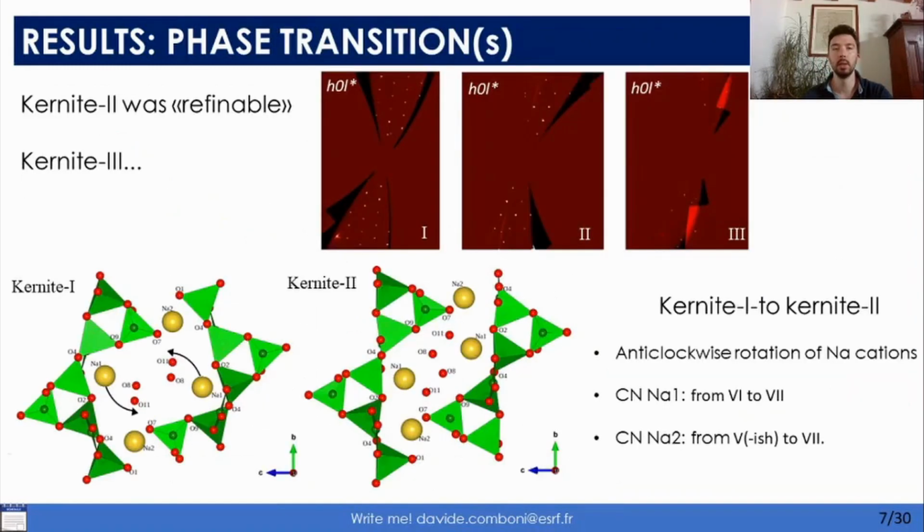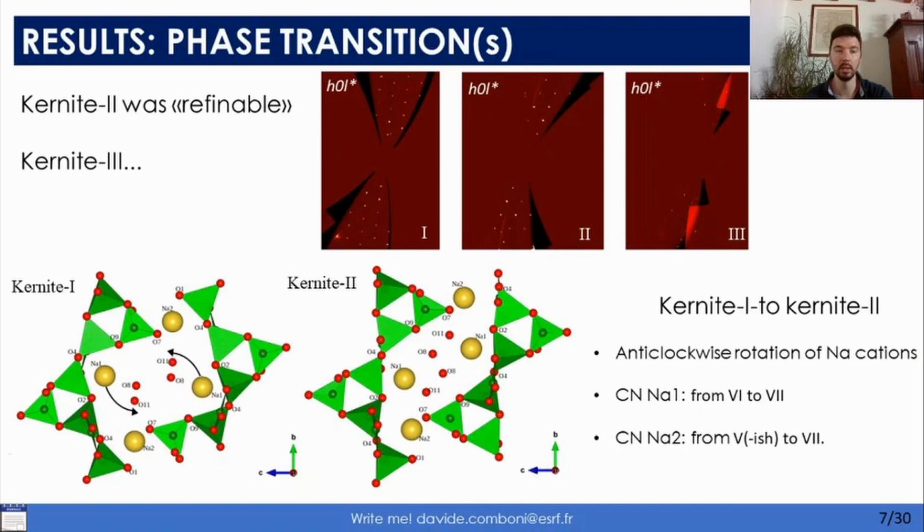So in this slide you can see the crystallographic plane H0L-star in kernite 1, kernite 2 and kernite 3. As you can see, in kernite 1 and kernite 2 the peaks are very sharp, the intensity is okay, and therefore kernite 2 was refinable.